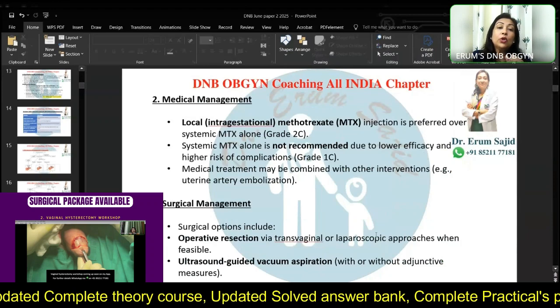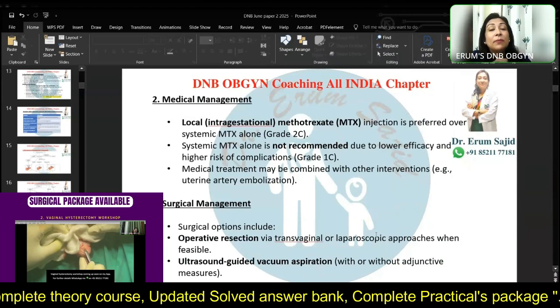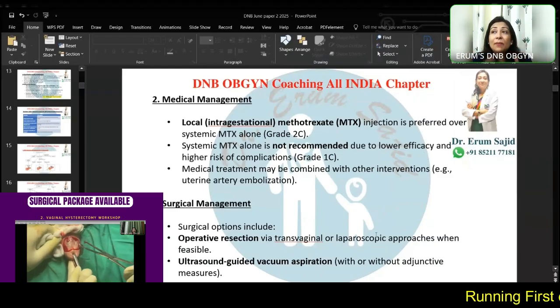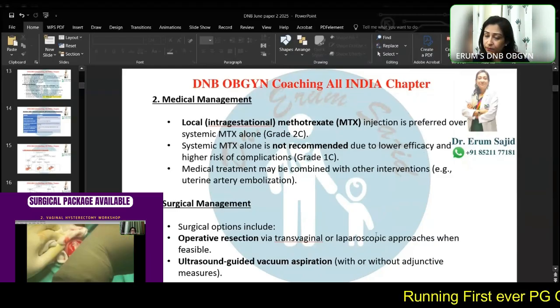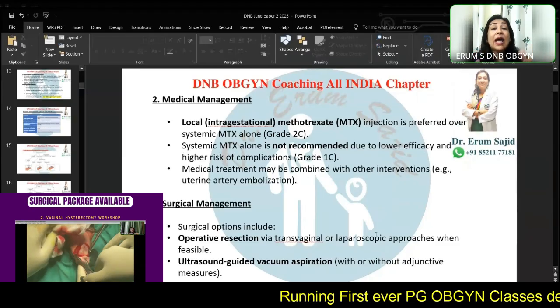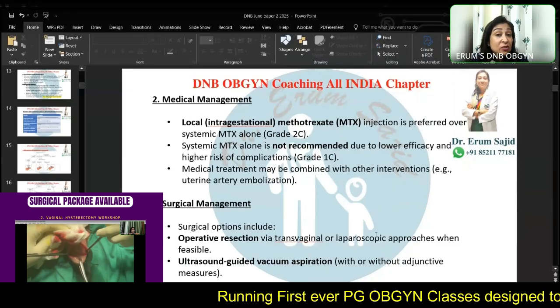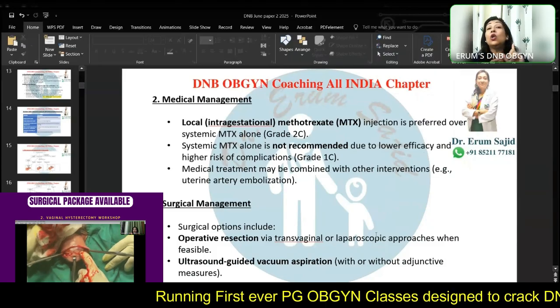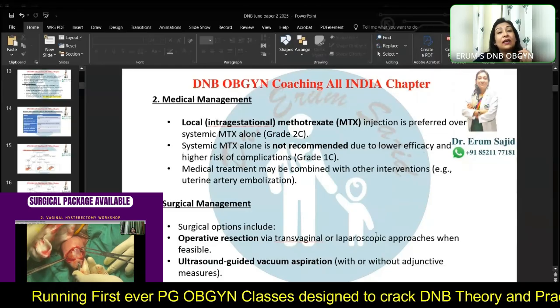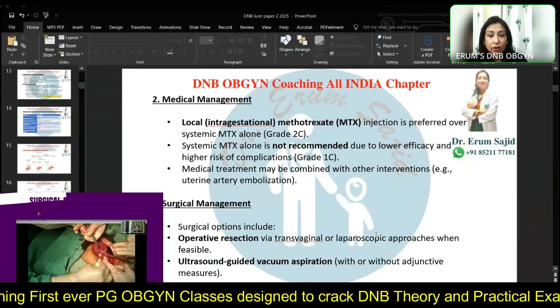So what do you do? You give a local intragestational methotrexate injection along with systemic methotrexate. Systemic methotrexate alone has a lower efficacy, and there could be a high risk of complications despite giving systemic methotrexate alone. So it's usually a combination of local intragestational methotrexate and systemic as well.